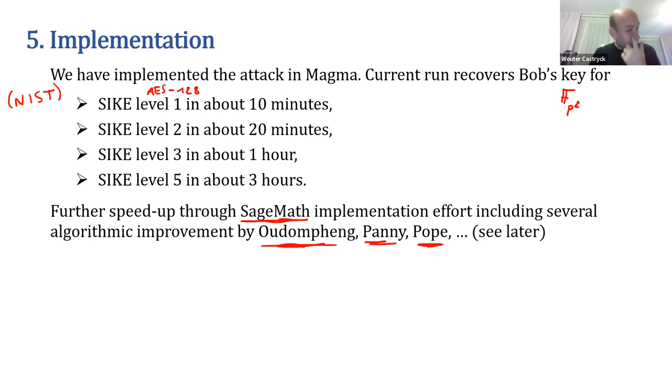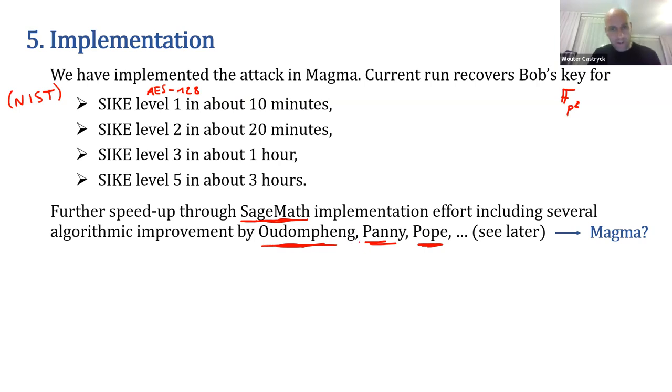But they added quite a few algorithmic improvements. One of these algorithmic improvements is actually very substantial and is about going away from a decisional approach to a direct evaluation approach. This is also the approach that Luciano Maino and Chloe Martindale came up with, but that was also discovered independently by Oudompheng and Wesolowski, so several people, and that takes it down to, I think, the current record for SIKE level 1 of 22 seconds or something.